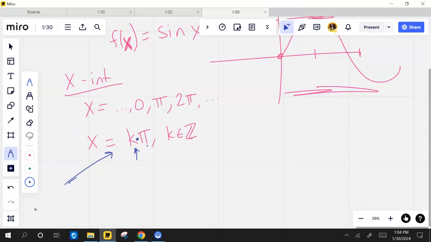I'm fixing to get to it. Y-intercept's just 0. What about extrema? It does, but this is saying every single integer. Every integer in the world with a pi hooked to it is a place where sine crosses over. All right, that's x-intercept. Y-intercept we said was 0.